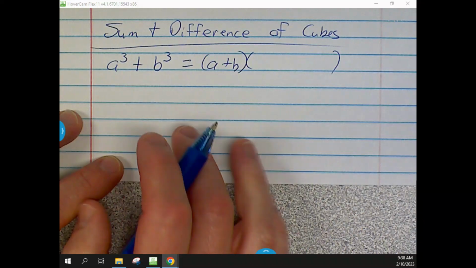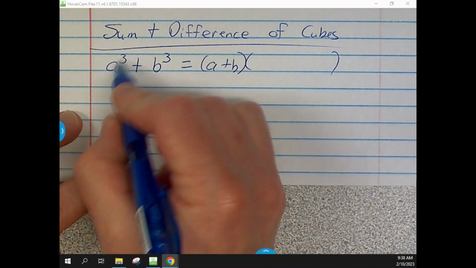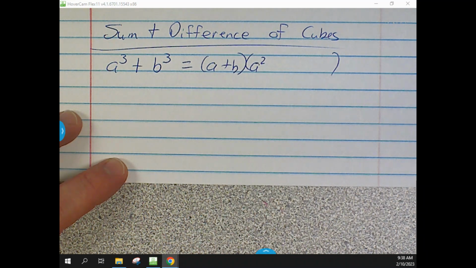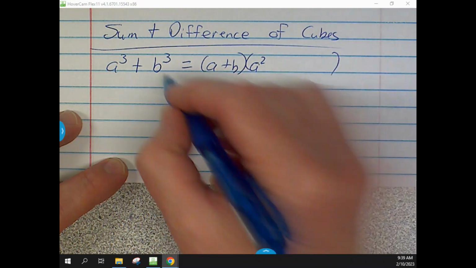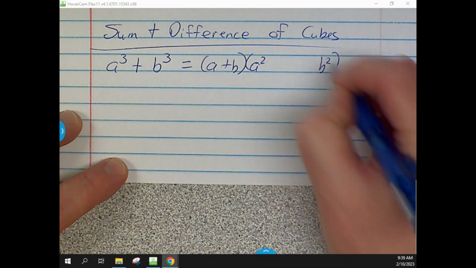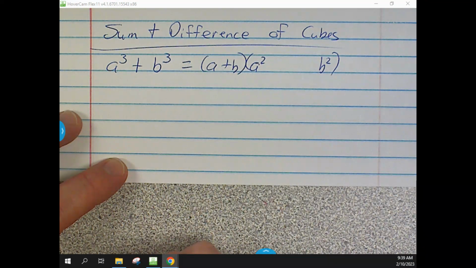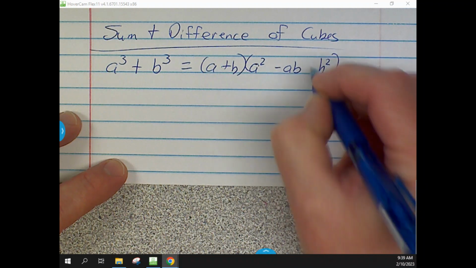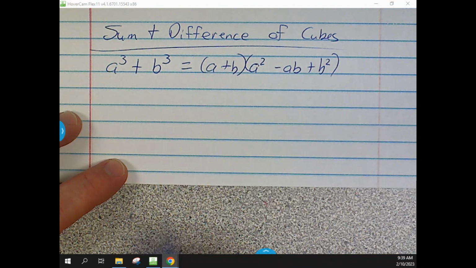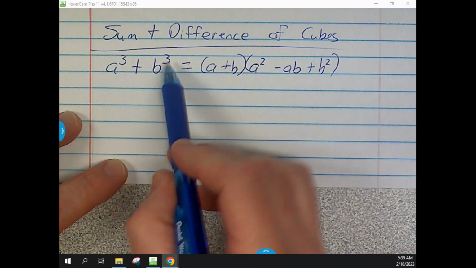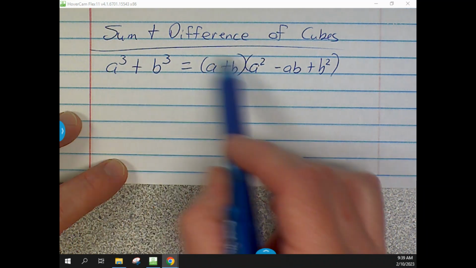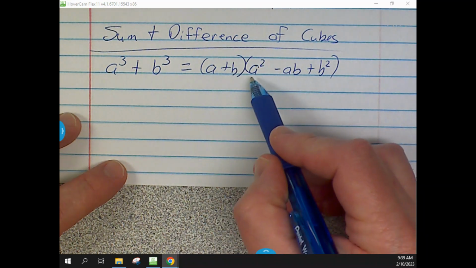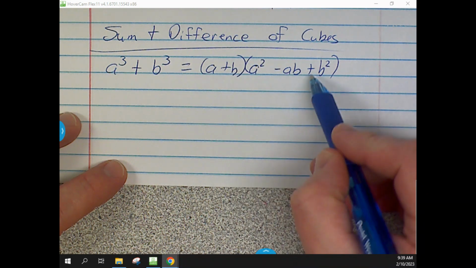And then in the second parentheses, it's going to be not a to the third power, but a squared. The last number at the end is not going to be b to the third. It's going to be b squared. And in the middle, it's going to be minus ab. So it's going to be a plus b, so a cubed plus b cubed. Whatever the sign is here, it's going to be the same thing here. We're just going to take off the cubes. And it's going to be a squared minus ab and then plus b squared.